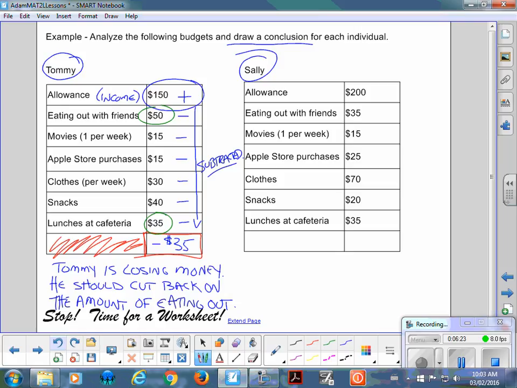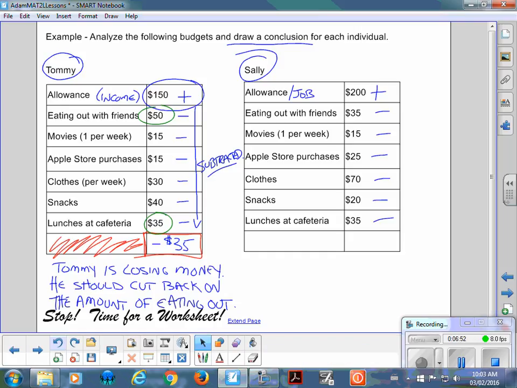All right, let's look at Sally. See how Sally's doing. Now she's got an allowance of 200. Now, when I have the allowance here, if you're thinking to yourself, holy cow, she's got 200. Now, this might be supplemented by a job as well. I kind of lumped it all together. So allowance and job, and the same is true for Tommy. So she might only have a $20 allowance, but has a part-time job. The rest of these are minuses: eating out with friends, movies, Apple Store, clothing, snacks, lunches in the cafeteria.